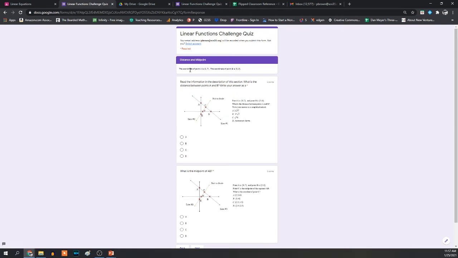See how we do on the next portion right here. A is 0, 7, and this is 5, 0. Man, that's kind of small. I got old eyes. It gives me the same information over there. What is the distance between A and B? Man. All right, distance between A and B.